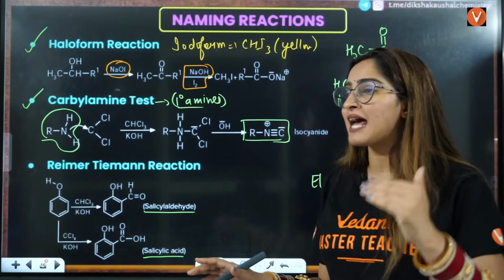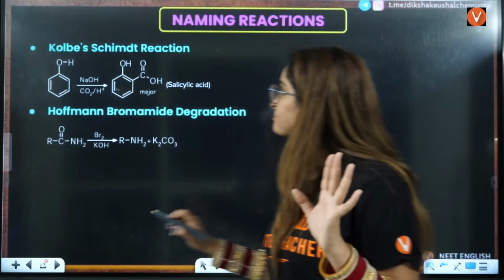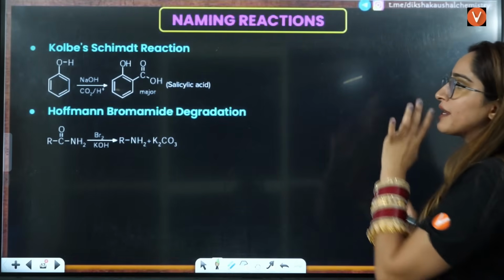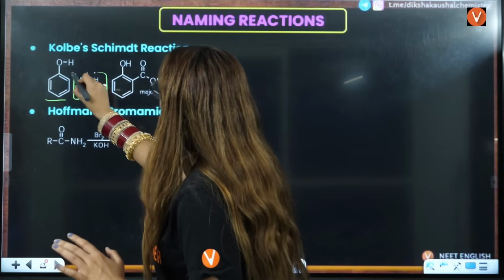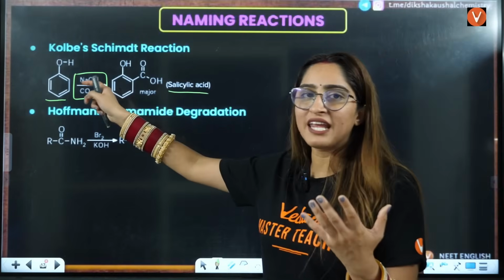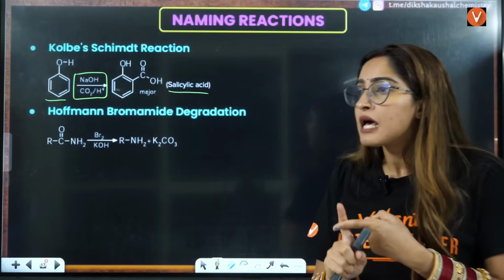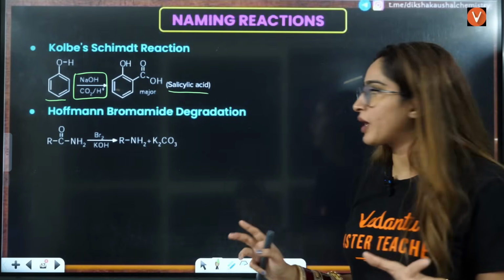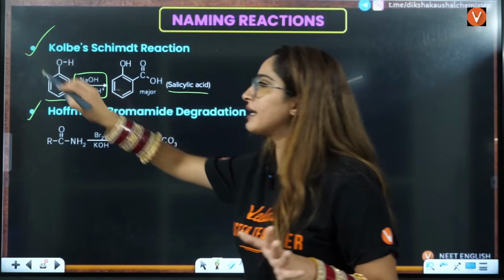For salicylic acid, we also have Kolbe's reaction that I'll show you now. Here you have phenol, but in this case, to get salicylic acid, the reagents are CO2 and NaOH. The difference is in the reagents and the name of the reaction, that is Kolbe's reaction.